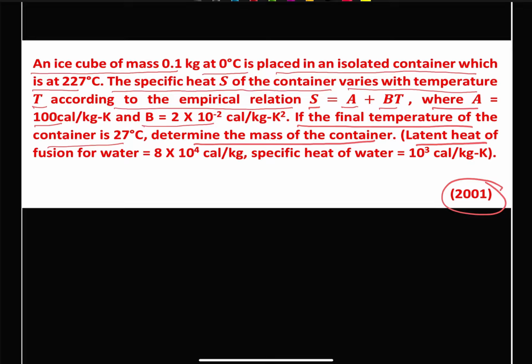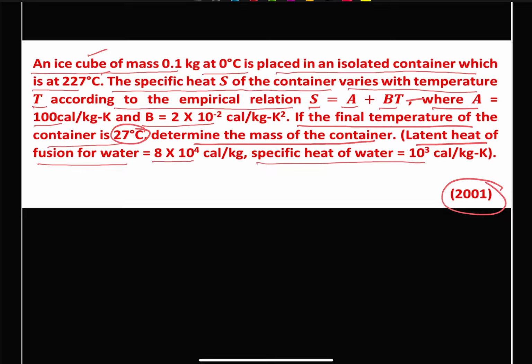The latent heat of fusion of water is 8 into 10 to the power 4 and the specific heat of water is given as 10 to the power 3. So in this case, we are given that there is an ice cube which is kept in a container. Okay, and its temperature varying equation is given to us. So obviously you can say, because the final temperature is given as 27 degrees centigrade.